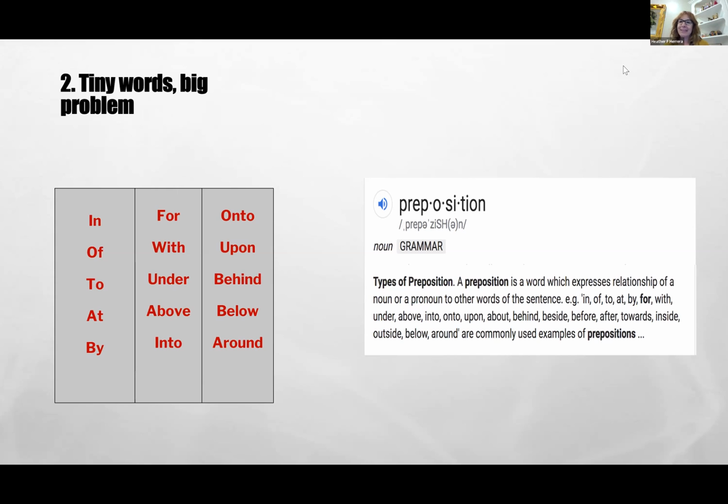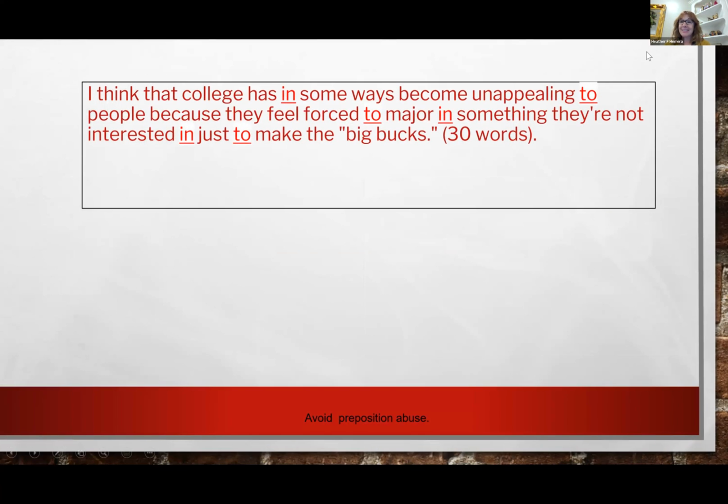Okay. So I'll give you again a couple of examples. So that sentence that we looked at earlier, one of the things that makes it wordy are these tiny words. So you have has in, you have unappealing to, you have forced to, major in, interested in, to make. And if you're wanting to revise your work, you say to yourself, I don't really know where to start. My suggestion is start with all the tiny words, because if you have to eliminate them, what you're going to be left with are meaningful substantive words, which will convey to the reader what your point is. You want the reader to be focused on what your argument is or your point, not on trying to figure out what you're saying.